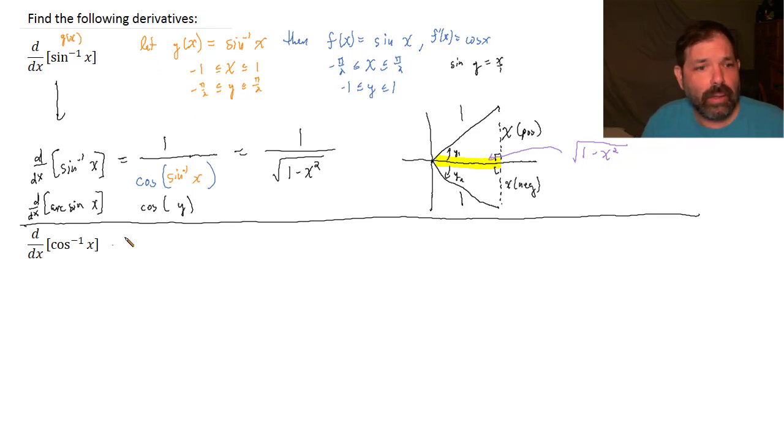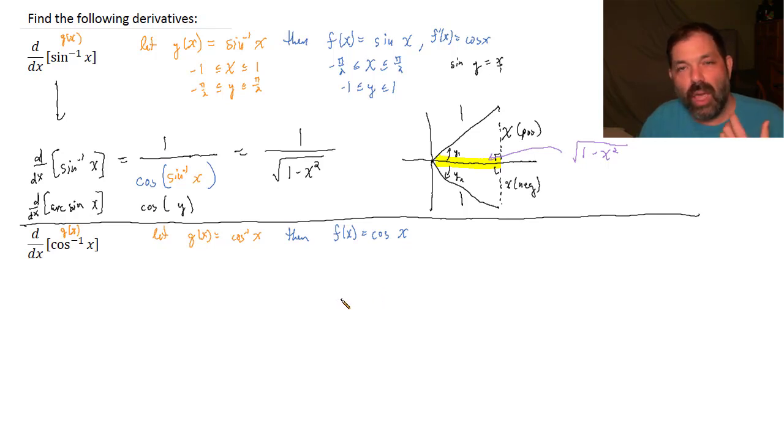So using a similar format, similar idea, I'm going to call the cosine inverse my g of x. So I'm going to let my g of x be cosine inverse x, and then I'll take the f of x to be the cosine function. But again, it's a restricted cosine function. And here, recall when we developed the cosine inverse function, we let the cosine function only be valid from 0 to pi. And that gave us our entire range for the cosine function from -1 to 1.